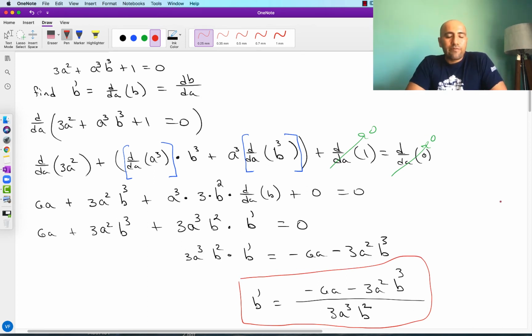Notice that our derivative is not quite as satisfying as in previous sections before implicit differentiation, because our derivative is now a function of both a and b. It's not just one variable. We need both the input and output pairs of our original function in order to find the value of b prime. All right, let's do another example.